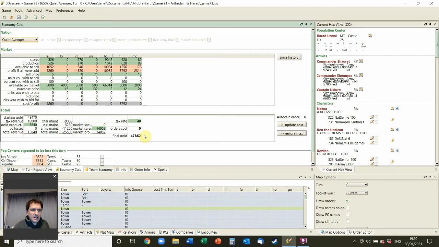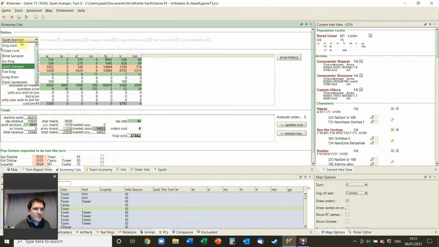And then down here, this can be kind of useful. It tells you what the starting gold is. So Quiet Avenger here is starting with 43,000 gold in the bank. Tax revenue will be 10,000. That all works through. It takes off all the costs for maintenance, what your current tax rate is. And with the orders I've got and with selling, I think I'm trying to sell leather, wasn't I? And I'm also selling timber. Overall, if I start at 43,000, I'll finish slightly up at about 47.